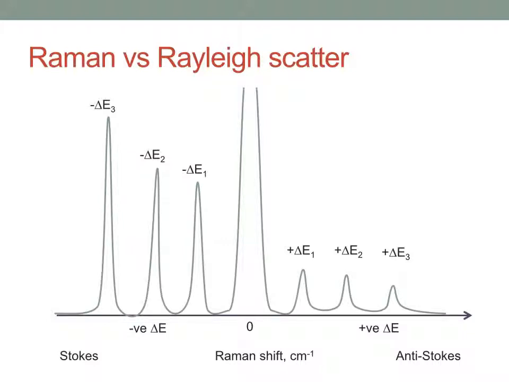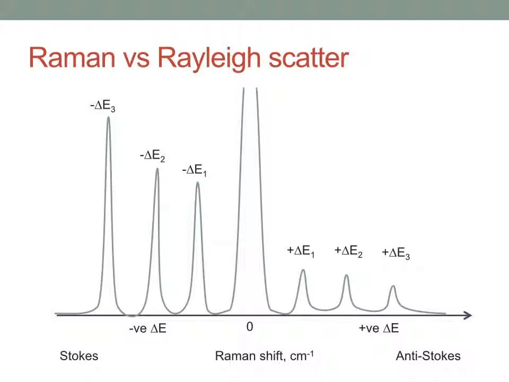So I've got my Rayleigh line in the middle, and then I've got these energy transitions. The ones on the left-hand side, the negative energy transitions, are my Stokes lines. The positive ones are my anti-Stokes lines. What's the reason for that? It's simply that at room temperature, most things tend to be in the ground vibrational state. We can do a Boltzmann calculation and work that out. But most of my molecules are in a ground vibrational state.